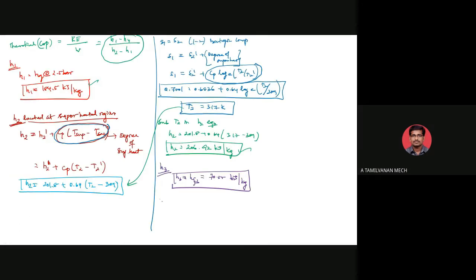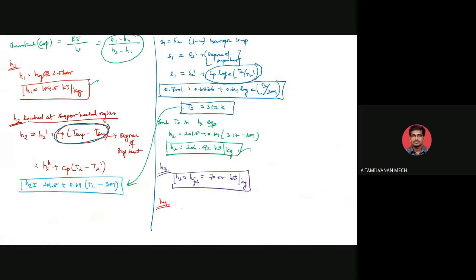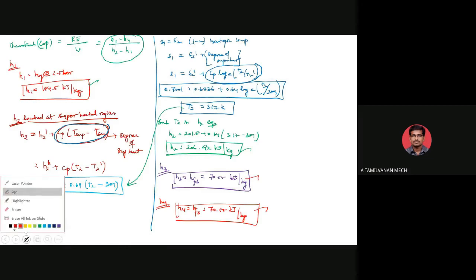You find H3 and next you are going to find H4. How can you find H4? Sir, by enthalpy diagram, H4 equals H3. So hf3 is H4 from the isenthalpic diagram, because 3 to 4 is nothing but the isenthalpic expansion. So H4 is equal to hf3 is equal to 70.55 kilojoule per kilogram. You find H1, H2, H3, H4. Next you are going to find the theoretical COP.